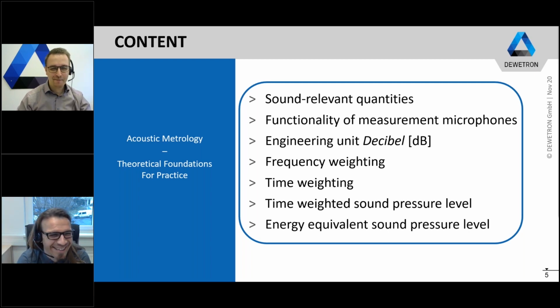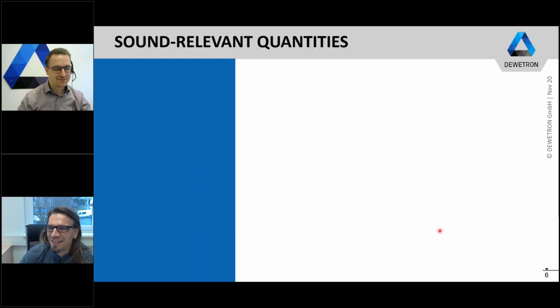So let's start with the sound relevant quantities. In the beginning, what is sound in general? There exist two different definitions of sound, an objective one and a subjective one, whereby the objective one says that sound is the physical phenomenon that excites the hearing and triggers tone, sound, and noise sensitivity. Vice versa, the subjective definition is much shorter. It says sound is the sensation conveyed through the sense of hearing. So in brief words, sound is anything you hear.